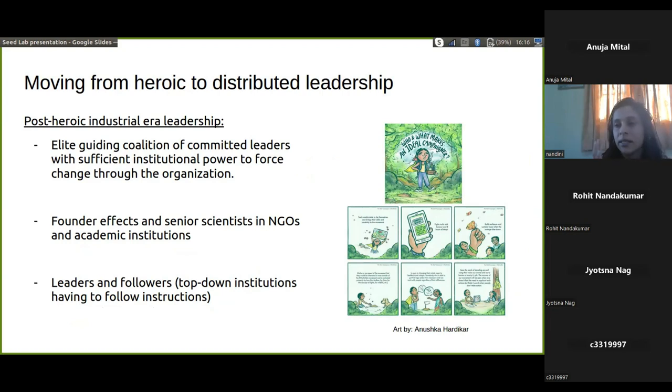in the 60s and 70s, when a lot of institutions were formed, and also when the industrial revolution was in place, one could argue that there was a need for, for instance, an elite guiding coalition of committed leaders who had lots of institutional power, or were given institutional power by the political forces of that time, to force change through a system or through an organization. And today we see a lot of those remnants in the institutions that we are part of or associated with. Sometimes we see founder effects or senior scientists in NGOs and research institutions behaving in a certain way.